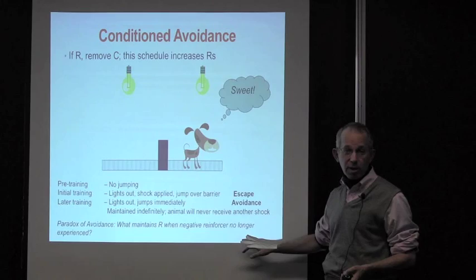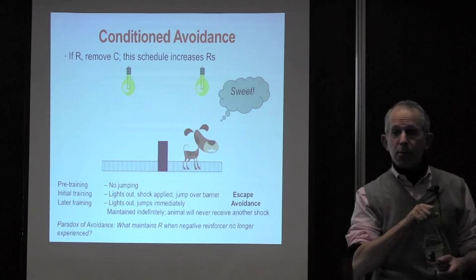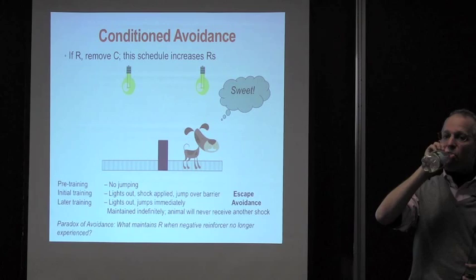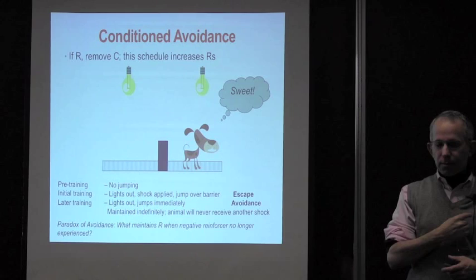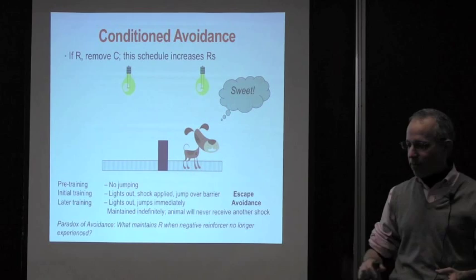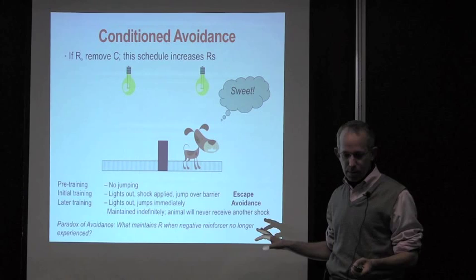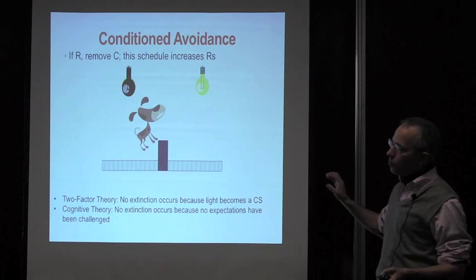Have they done studies where the animals keep jumping? Well, I think for that you have to have a certain probabilistic responding. And I think the point is, if you have 100% responding, you'll never discover that the contingency has stopped. So there's one of these questions that remain.